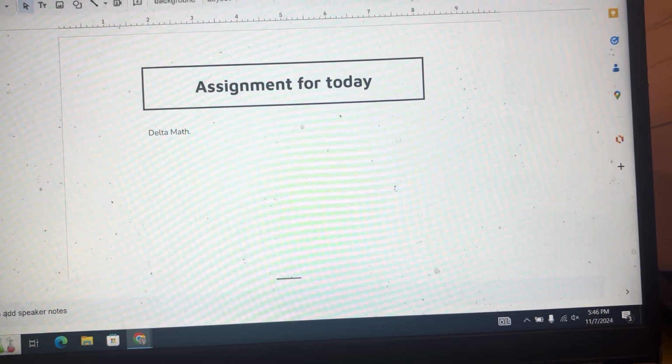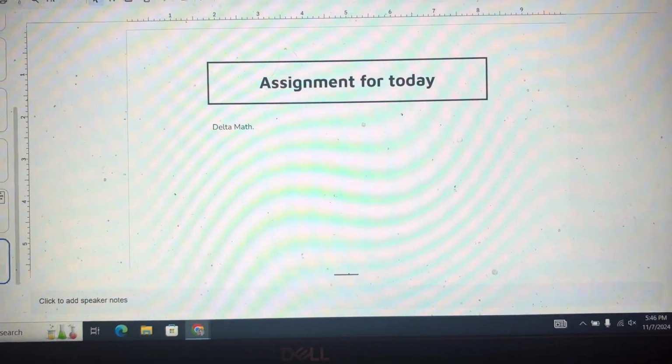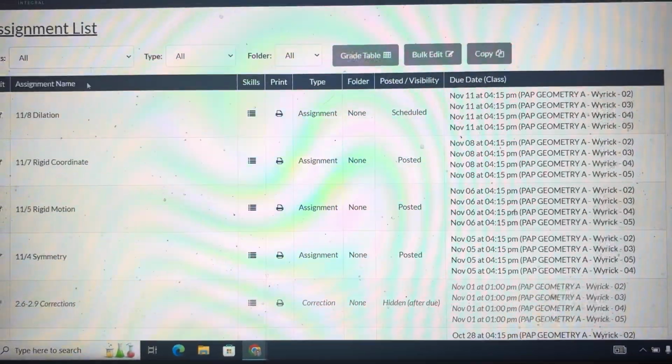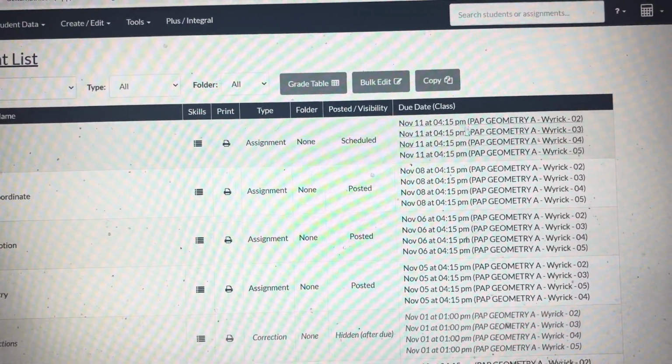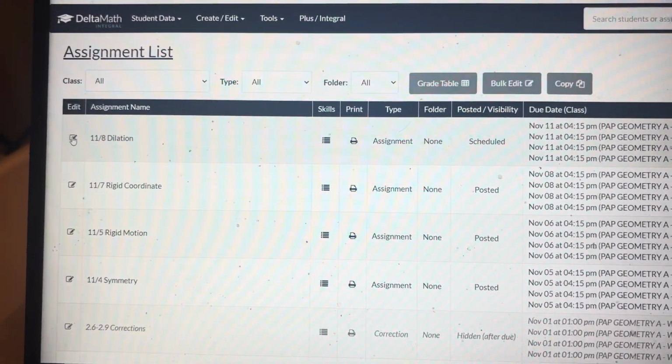Your assignment for today is going to be Delta Math. I'm going to go through a couple of these with you just so you can see some examples. So let's pull this up, view assignments. You can see it's on here, it's scheduled. It should show up tomorrow morning by the time you get to class.